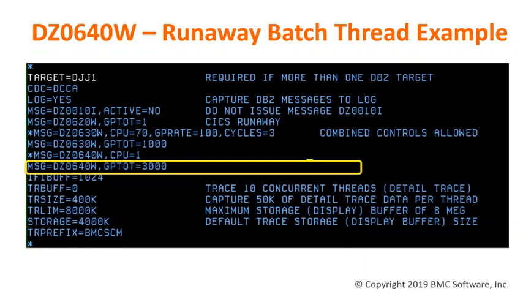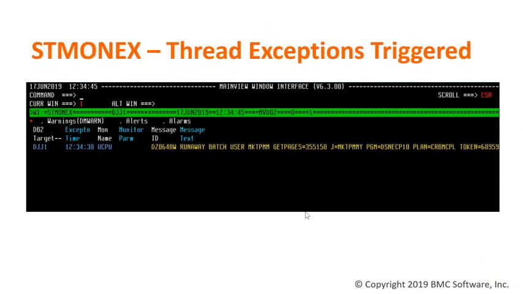Here is an example of the DMRBEXnn member we are using for one of our demo DB2 subsystems at BMC. My target equals statement identifies that all of the statements following this will apply to my DJJ1 DB2 subsystem. Here I have activated the message equal DZ0640W keyword parameter, which will notify me for batch DB2 threads when any individual thread exceeds the total number of get pages of 3,000. That will signify that I have a runaway query in this case.